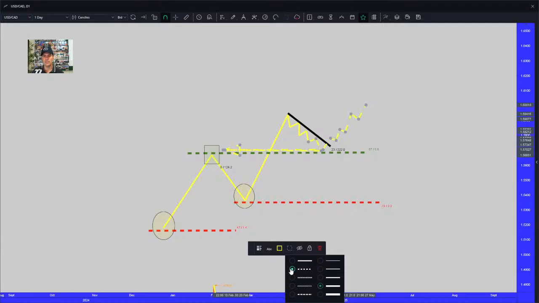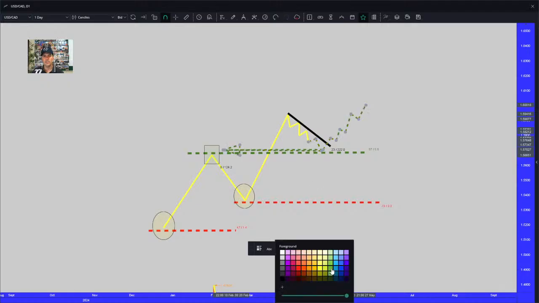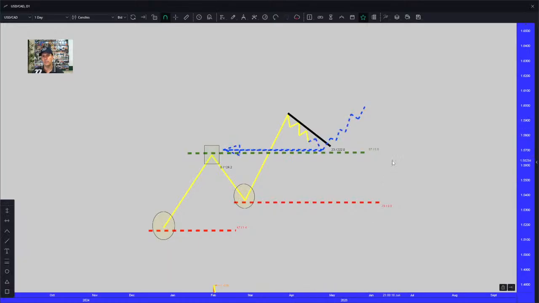Dotted line like this, maybe, and green, maybe also. Yellow, orange, blue. Alright, blue. So this is the easy stuff, right?